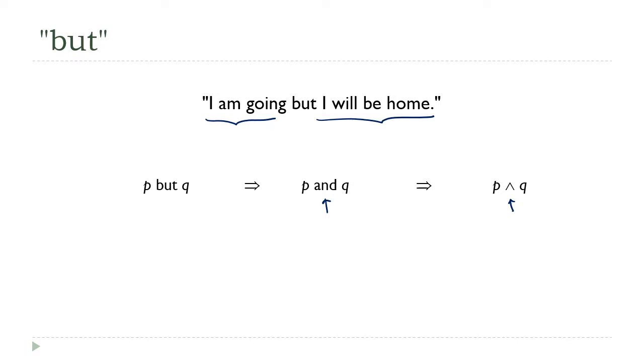But I want you to think about why. Let's say I said this to you: I'm going, but I will be home. What is your expectation? Your expectation is first that I'm about to leave, and keyword there, and that eventually I will be back. You expect that I will do the first thing and the second thing. That's why this is equivalent to an "and" statement.